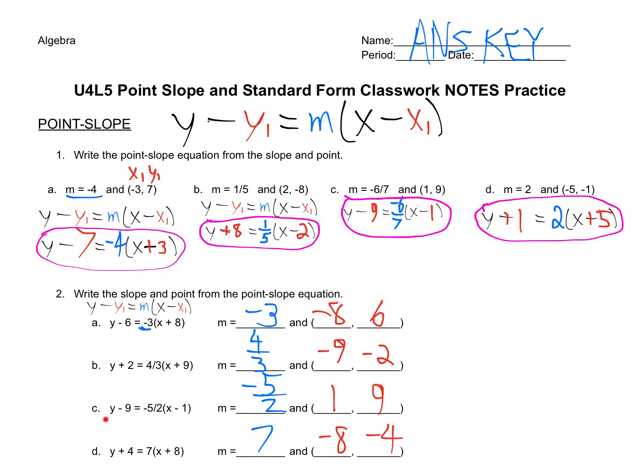And we can do similar ideas for C and D. C is y minus 9 equals -5/2 times the x minus 1. So m is -5/2, and I have a point at 1, 9. D, y plus 4 equals 7 times the x plus 8. M is 7, and I have a point at -8, -4. Remember, make sure you put the x part with the x part, y part with the y part. Remember, they're the opposite sign for point slope equations.